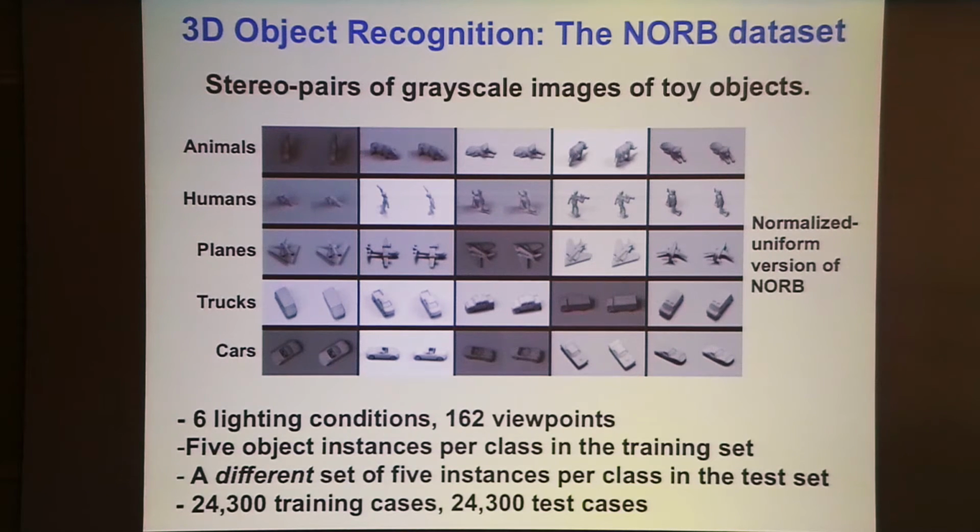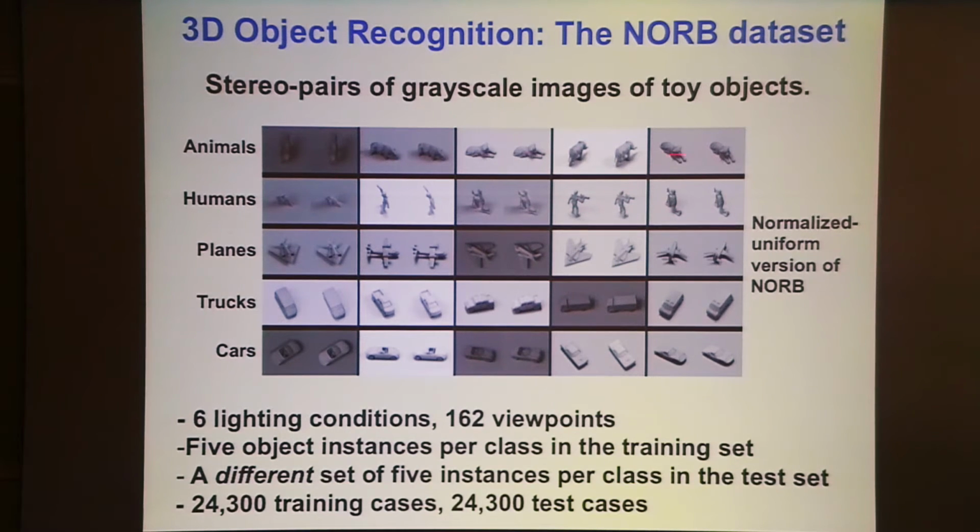There's lots of lighting conditions, lots of viewpoints. Not that many training cases, considering they're quite complex images. They're stereo pairs, by the way, and the same number of test cases. There's various versions of this data set, and we're using the version with a sort of vanilla background.